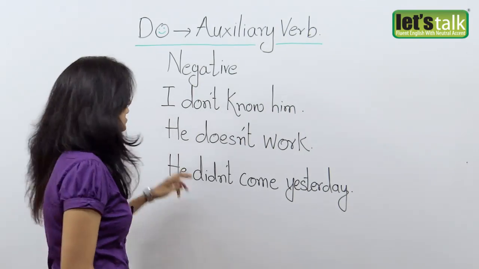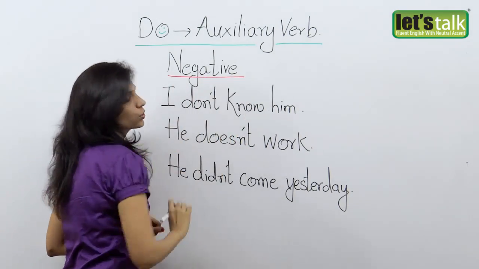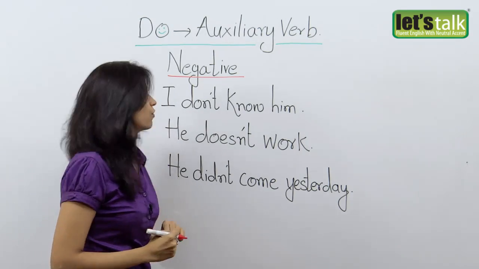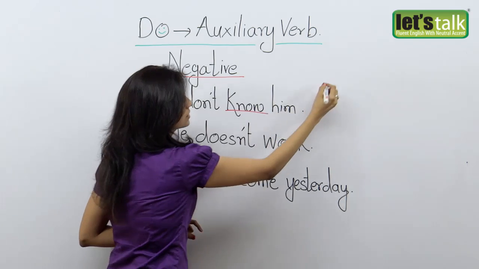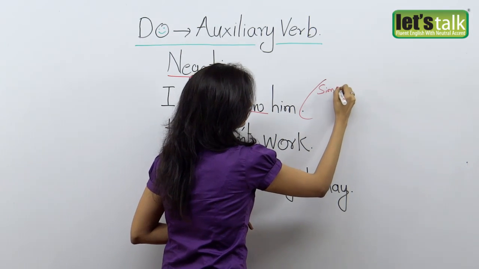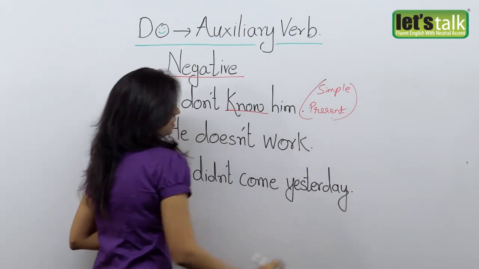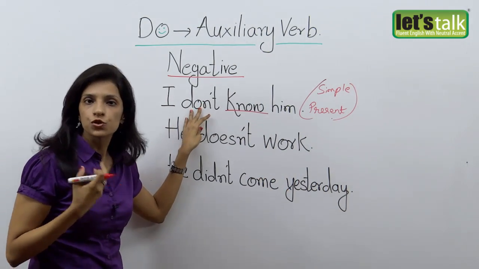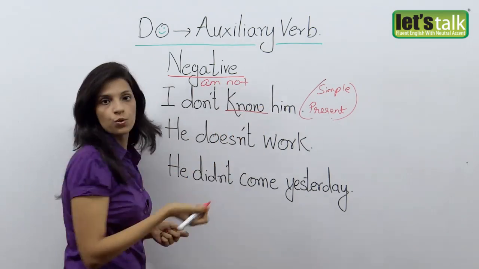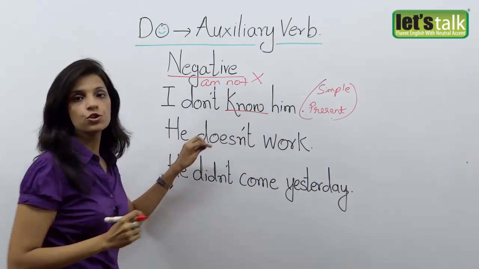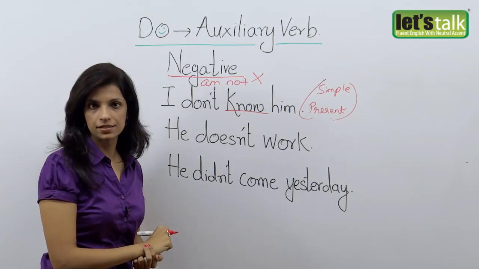Now, let's take a look at do in negative sentences. We use do when we want to make a negative statement. For example, I don't know him. So, this is a simple present negative statement. A lot of people don't use don't and they say I am not know him or I not know him, which is wrong. You have to use don't in a negative statement for a simple present tense.